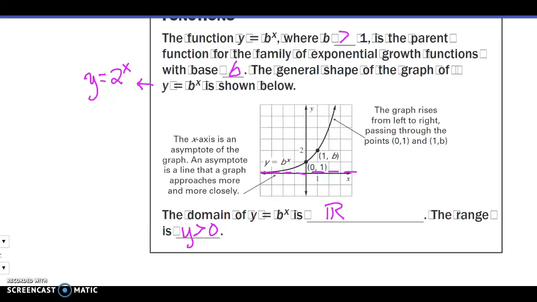Because y would only be equal to 0 if it touched the x-axis, and it's never going to. We could also write this range a different way. We could say 0 is less than y, which is less than infinity. So that would be an alternate way to write it. Either one is acceptable to me for this, as long as you don't have that equal sign, because y will never be equal to 0.